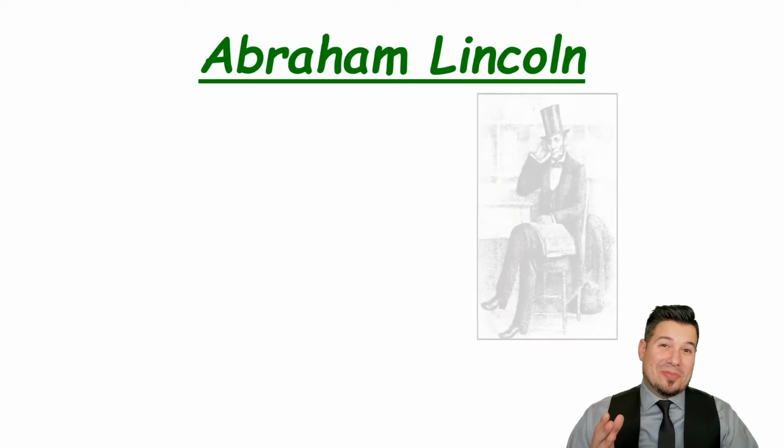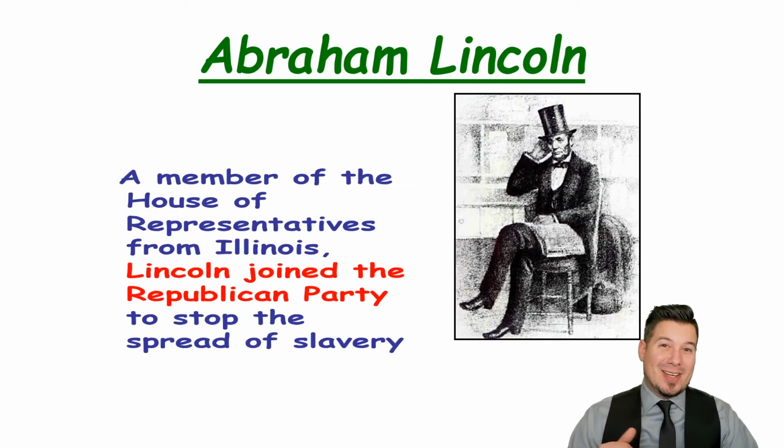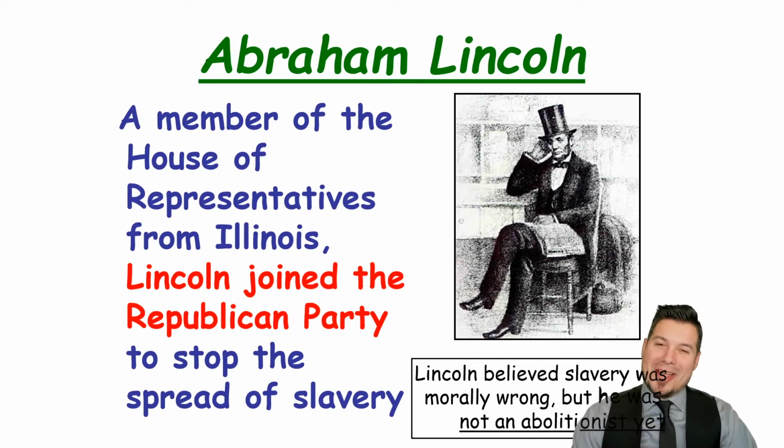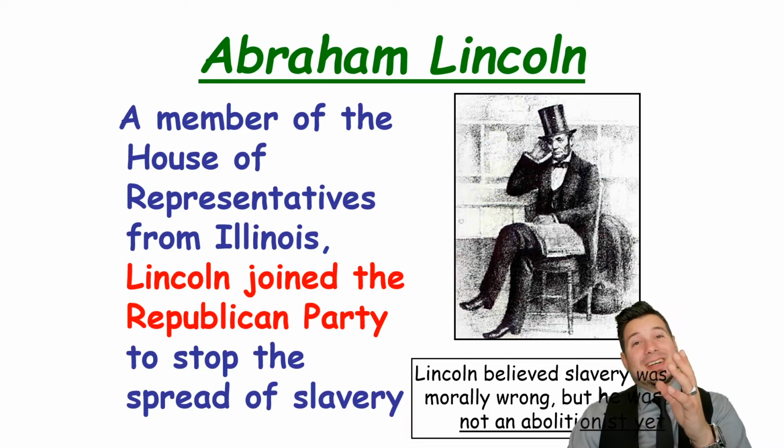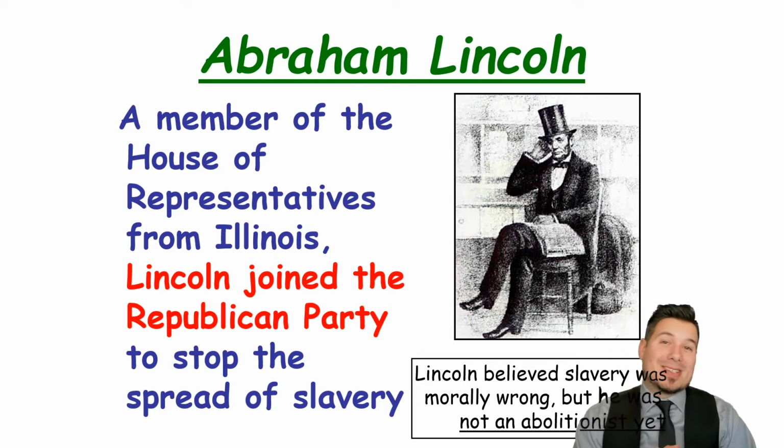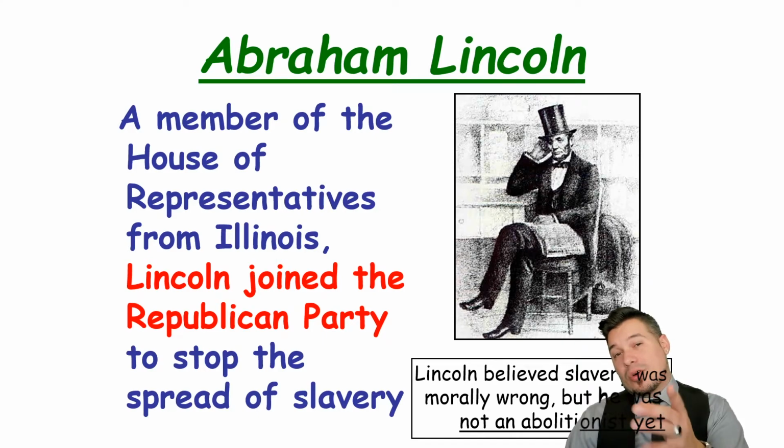And who is one of the first people in the Republican Party? Abraham Lincoln. In fact, spoiler alert, he's going to be our first Republican president of all time. Now, Lincoln believed at this point in time that slavery was a moral wrong. It was morally wrong. It was bad. But he wasn't an abolitionist. He wasn't ready to get rid of it yet. In fact, he's going to be more so to stop the spread of it. That's what he wants at this point.